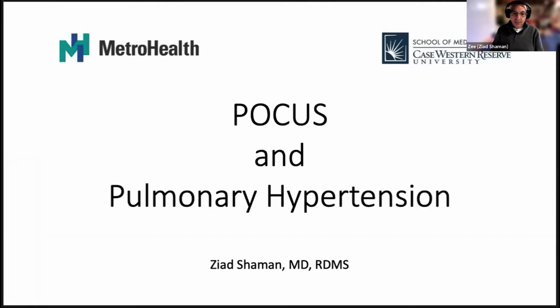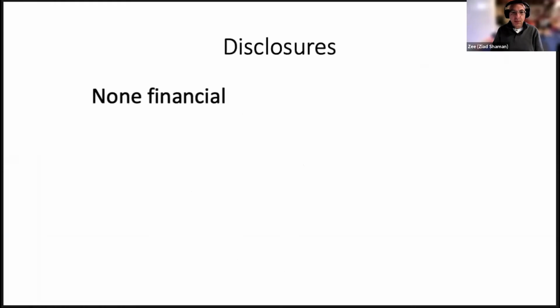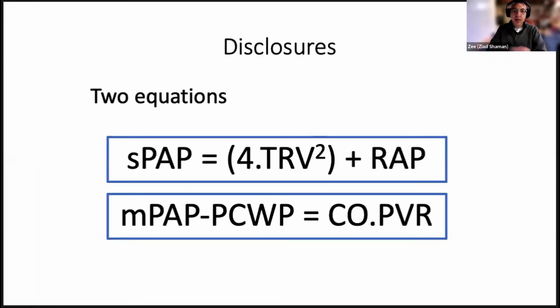So again, I have no financial conflicts of interest, but I do have two equations. And the reason I say this in the disclosure is because I read a book a while ago that said with every equation you lose half of your audience. So I hope I haven't lost 3/4 of my audience already with two equations. And I'll go over those in detail.